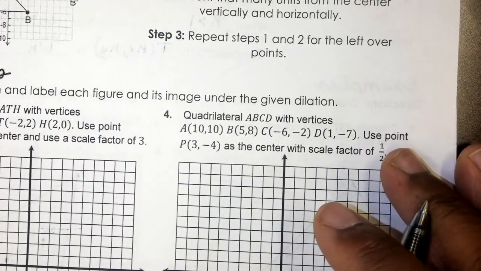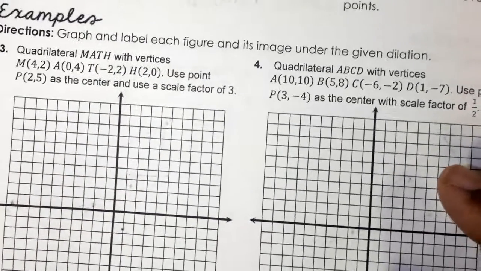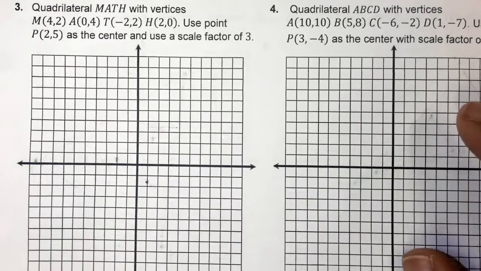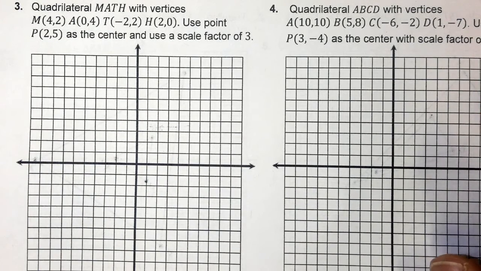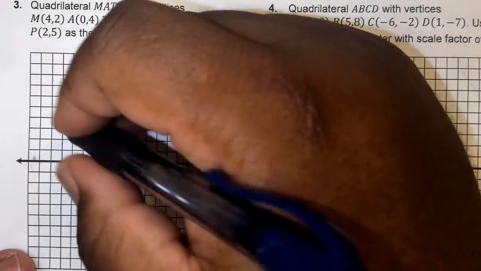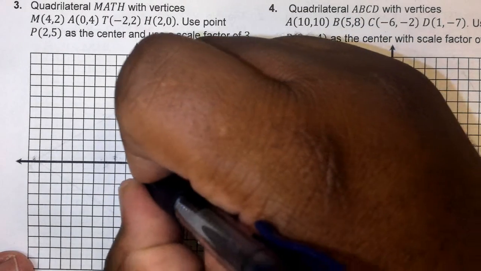So down here, graph and label each figure and its image under a given dilation. Number 3, quadrilateral MATH. So we're going to graph those points, and then it says use point P (2, 5) as the center, and then use a scale factor of 3. So let's worry about graphing it first. M: 4, 2.